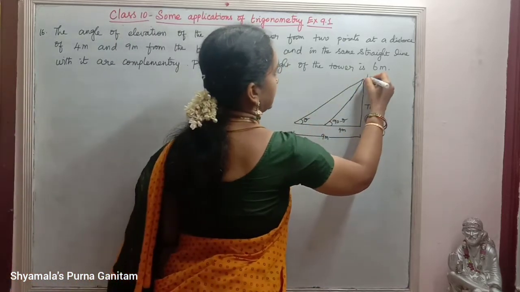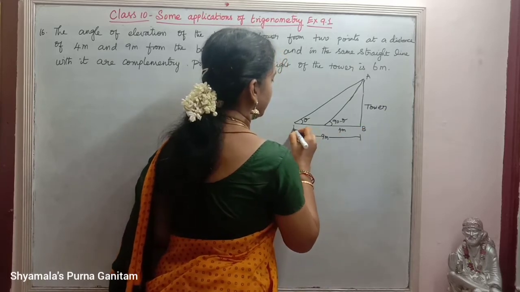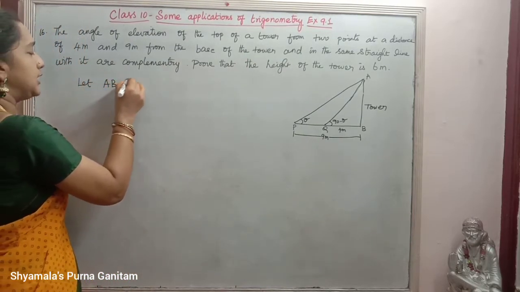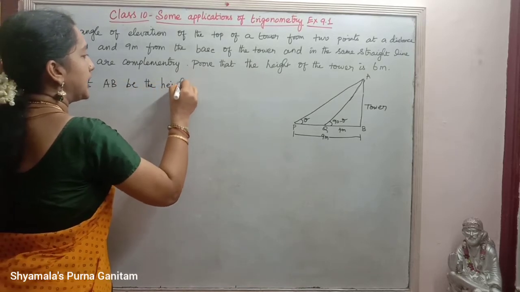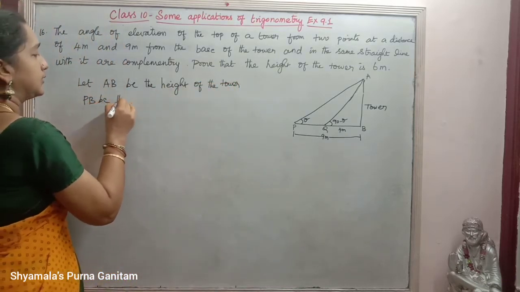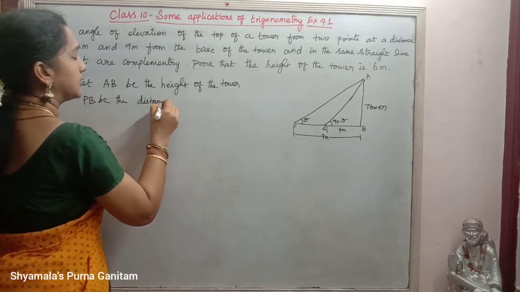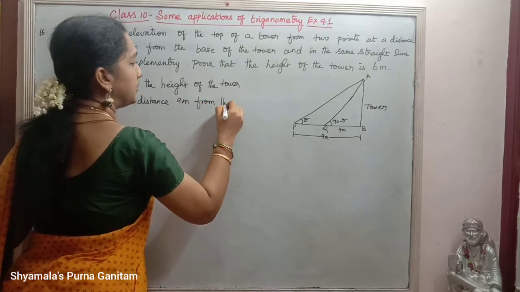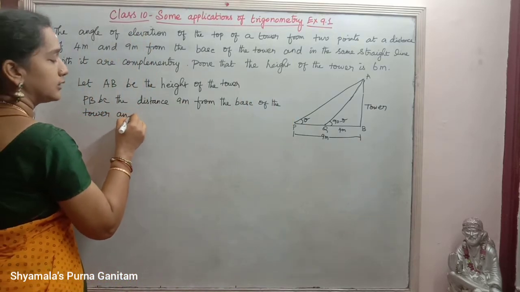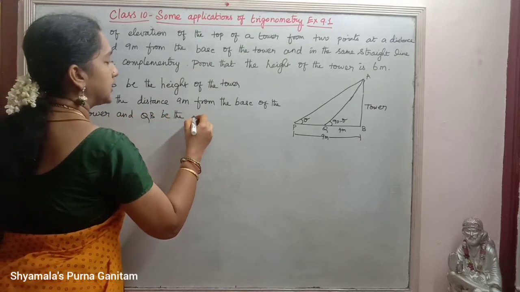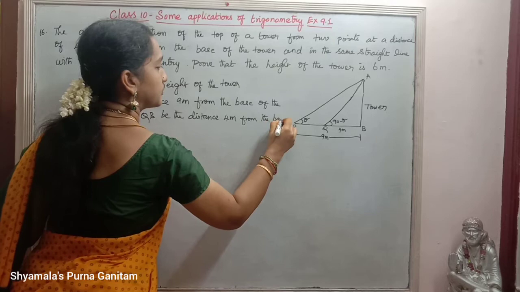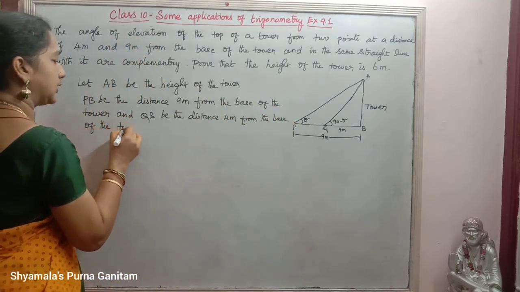Okay, so now we will take the height of the tower as AB, and the points P and Q. Let AB be the height of the tower, PB be the distance 9 meter from the base of the tower, and QB be the distance 4 meter from the base of the tower.